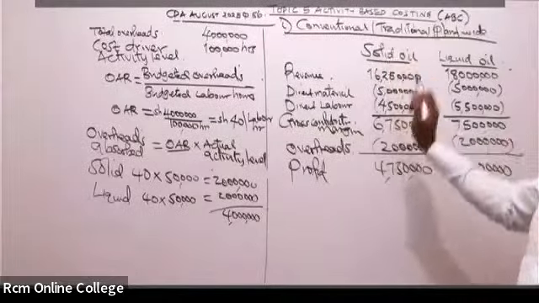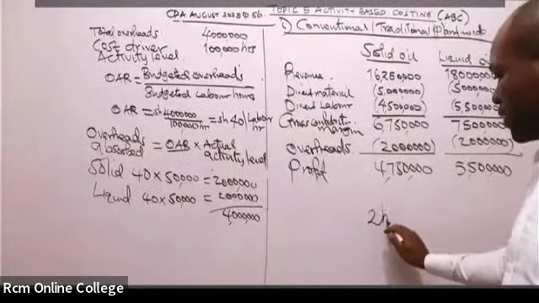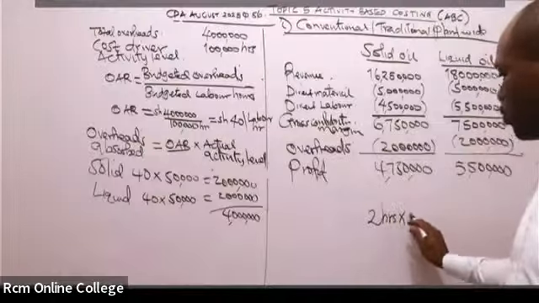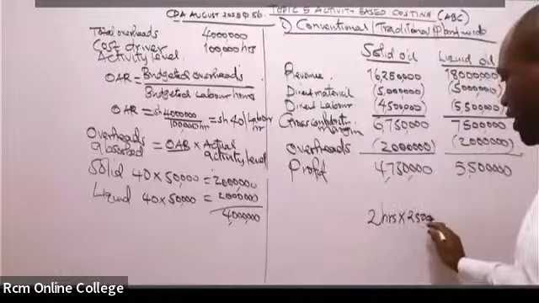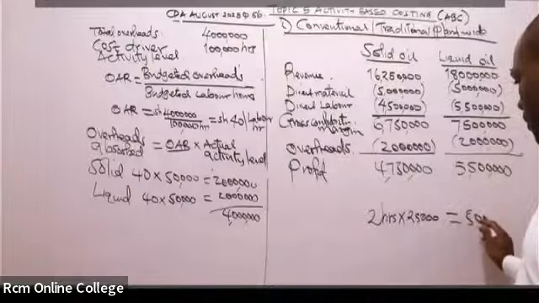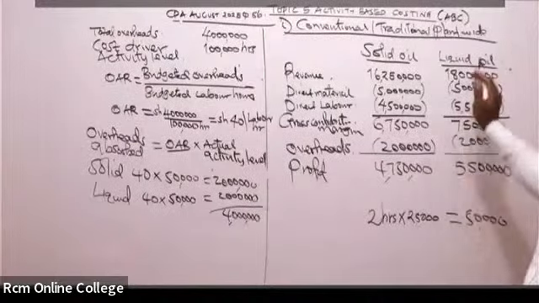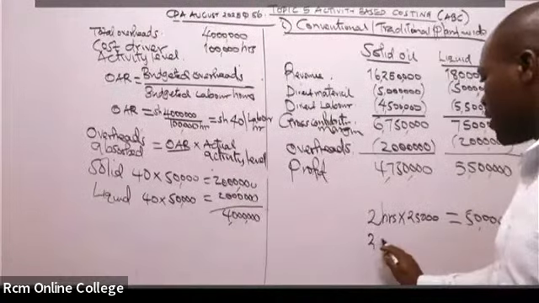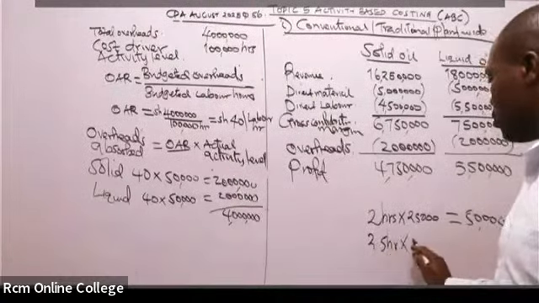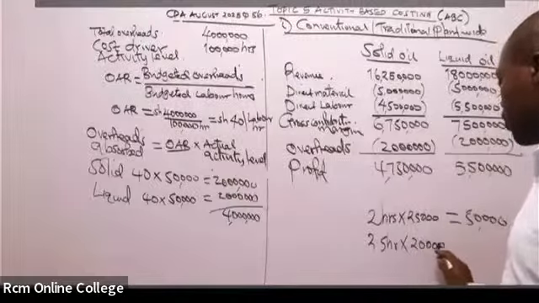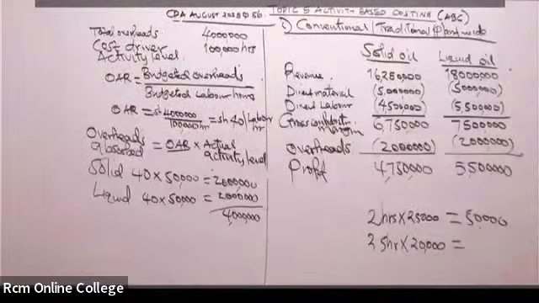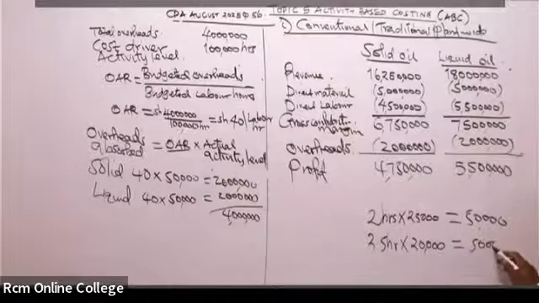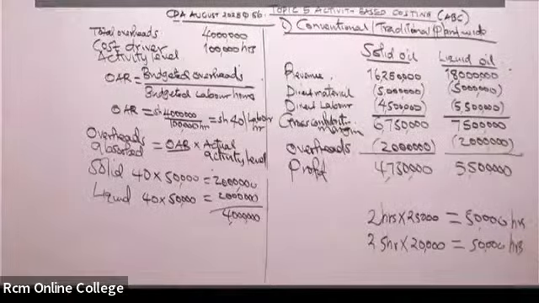One liter of the solid oil requires 2 hours of direct labor, and we are supposed to produce 25,000 liters. 1 liter of the liquid oil requires 2.5 hours, and we are supposed to produce 20,000 liters of the same solid oil or liquid oil. That will give us 50,000. These are hours. Is it now clear?